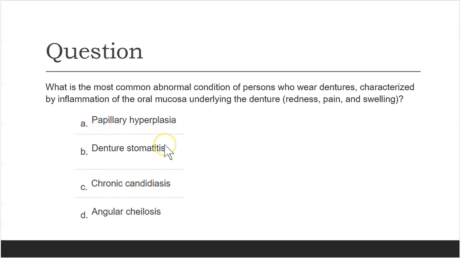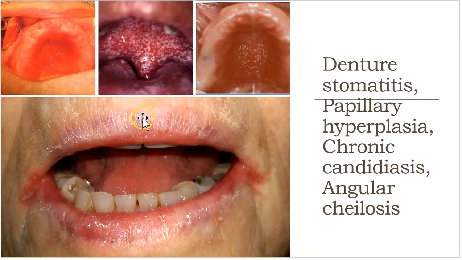Itis means inflammation. I'm going to show you a picture, which is right here. This is denture stomatitis. Itis stands for inflammation, so we're getting some inflammation in the oral mucosa that's underlying the denture. That's the most common. These are other things that can also happen.